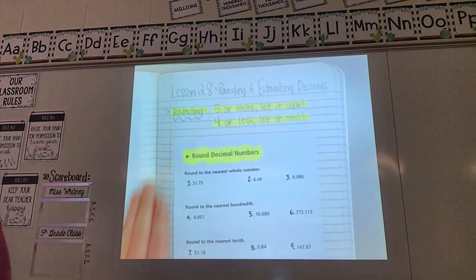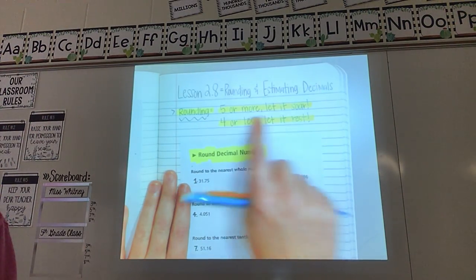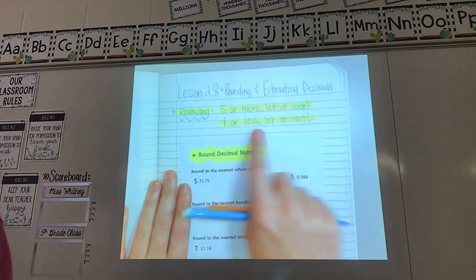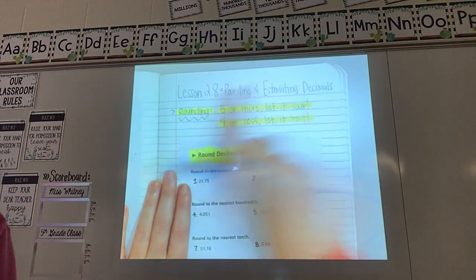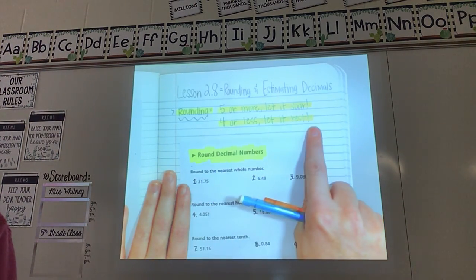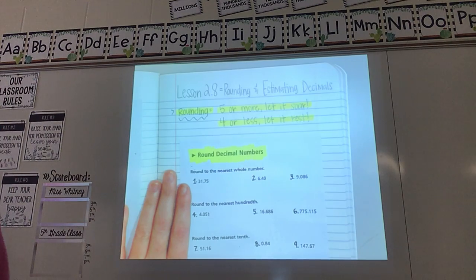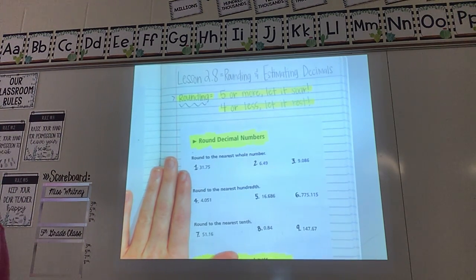So remember, in fourth grade, we probably used the saying, 5 or more, let it soar. 4 or less, let it rest. And that helps us know what to do when we're rounding numbers. So we're going to use this little saying to help us round our decimal numbers as well. Let's practice some together, and I bet you will get the hang of it.